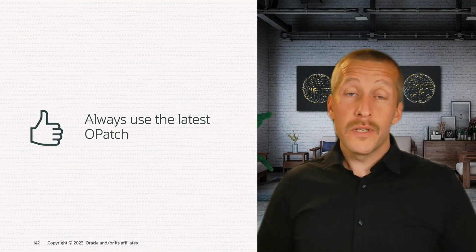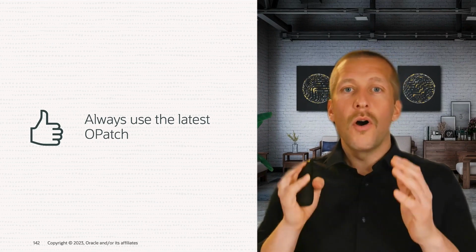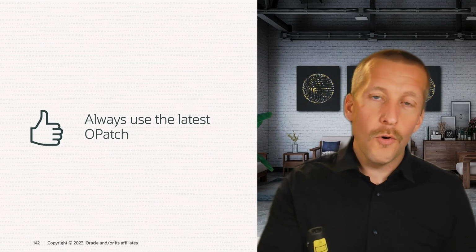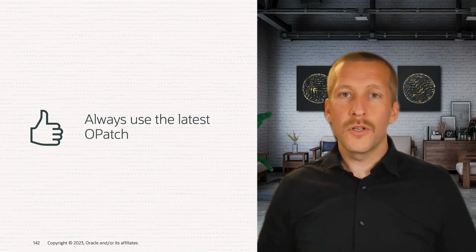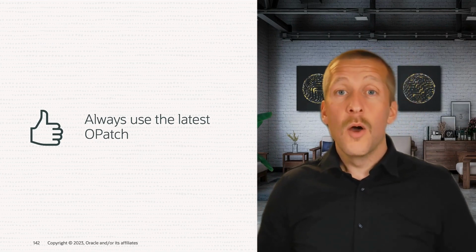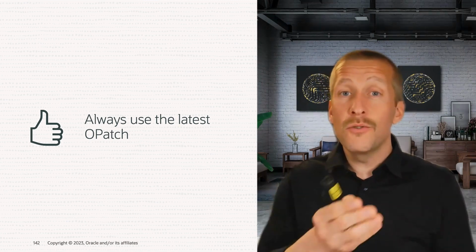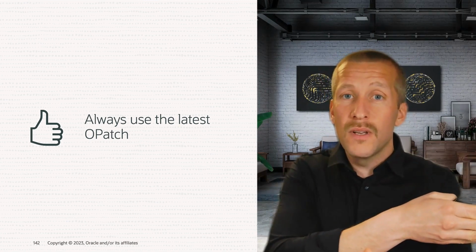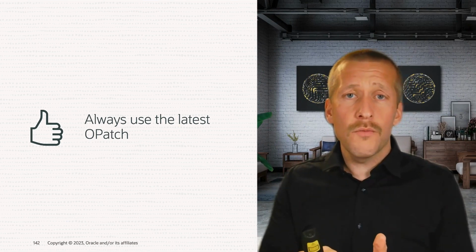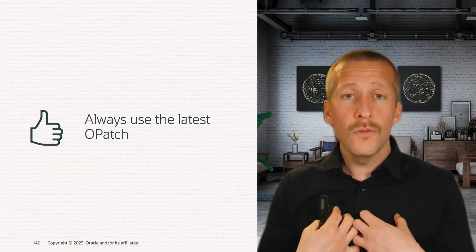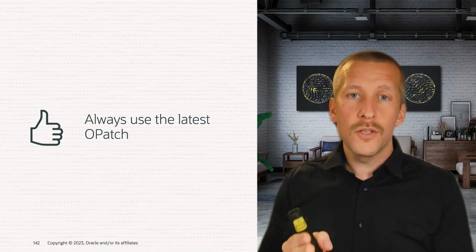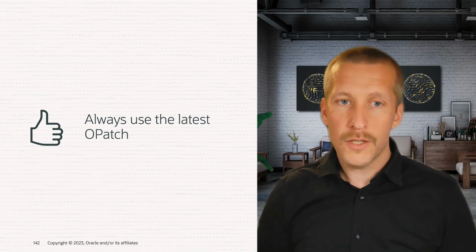Like I told you previously with grid infrastructure, you should always use the latest version of opatch. When you check the patch README file, it might say that it's fine to use an older version of opatch, but put it into your runbook. Make it a rule for yourself that you always use the latest version of opatch.